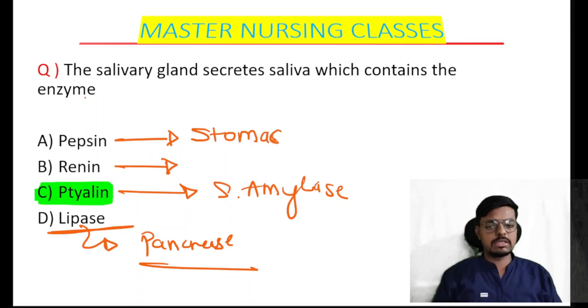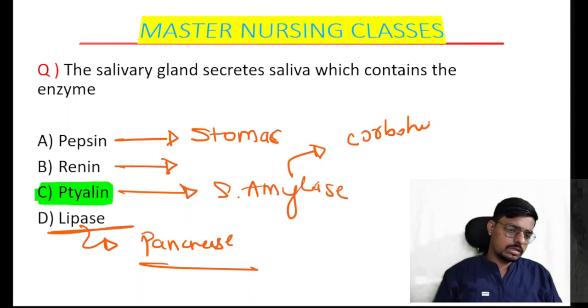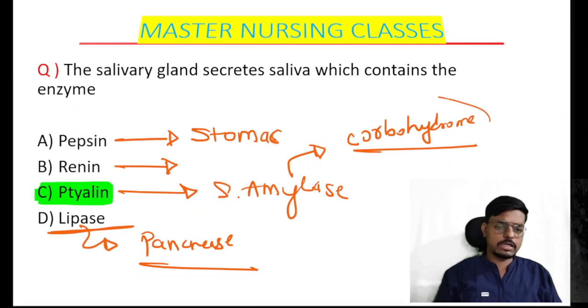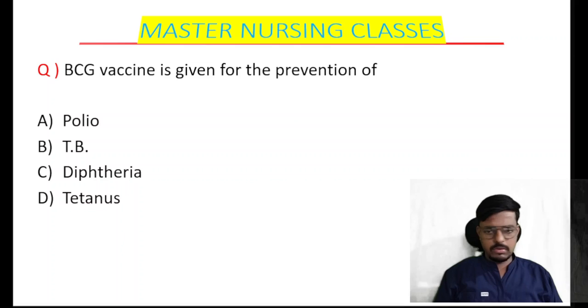That is the ptyalin. The salivary gland which secretes saliva also contains the enzyme ptyalin, that is salivary amylase, which is responsible for the digestion of carbohydrate. It will convert the complex carbohydrates to simple carbohydrates, that is, it converts starch. So it's a very easy and very basic question.